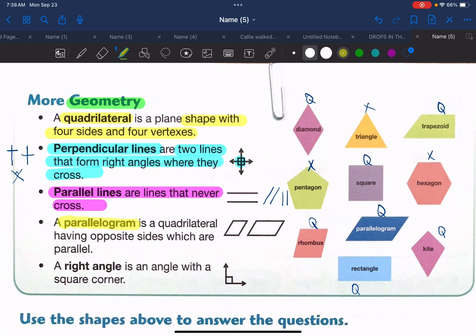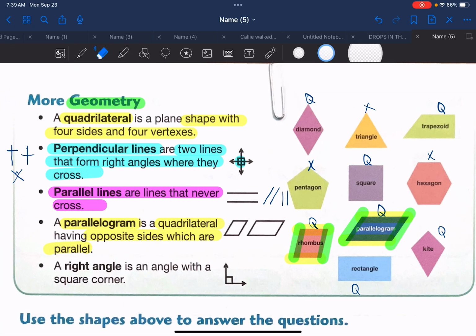A parallelogram is a quadrilateral where opposite sides are parallel. So what that means is parallelogram has the word parallel. This side is opposite of this side. Those are parallel lines. They will not touch. This side is opposite of this side. They have parallel lines. They will not touch. Another one that's a parallelogram is a rhombus. Parallel, parallel. Will not touch. Okay?